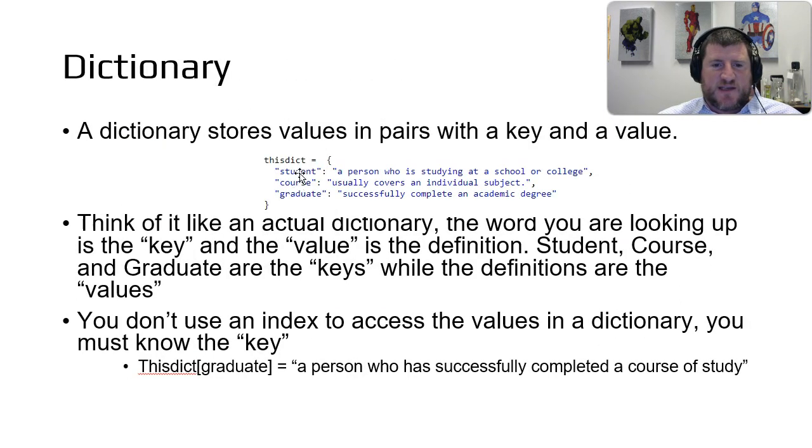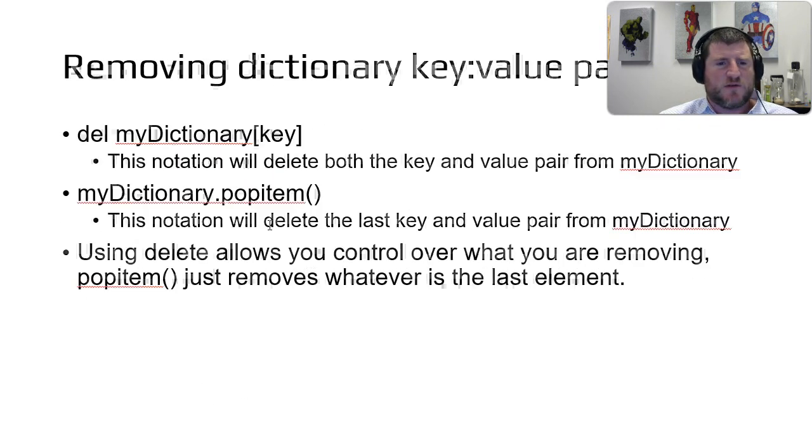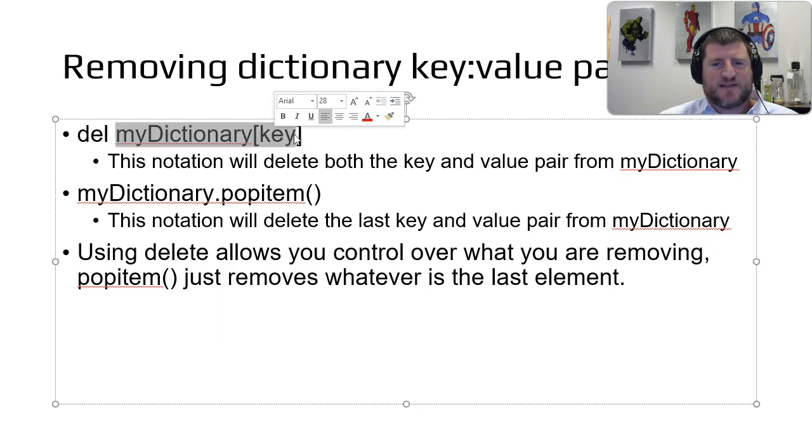So delete my dictionary key will delete a specific key that you've chosen. In this case, the keys, remember, are student, course, and graduate. I could delete any one of those by using delete, then the dictionary name and, in the square brackets, student. So delete my dictionary, and then in the square brackets, whatever the key is, will delete it.